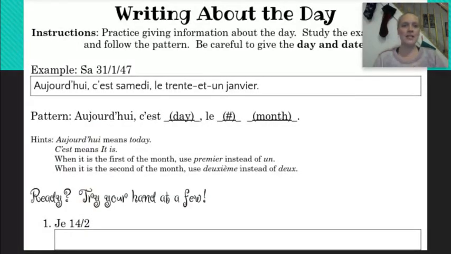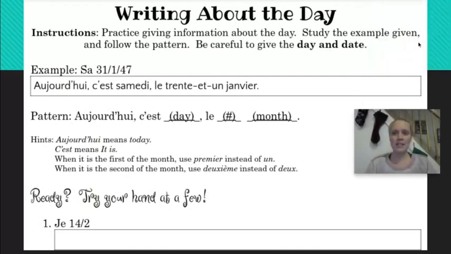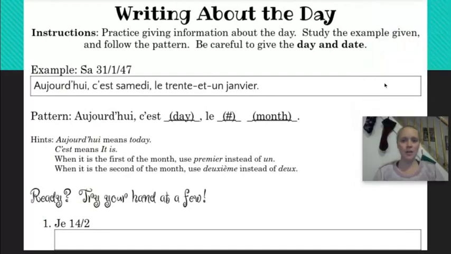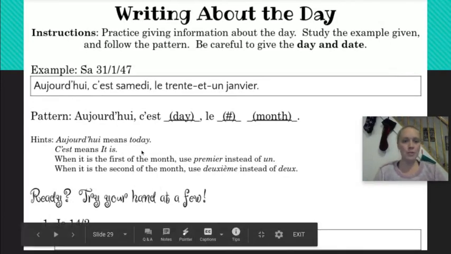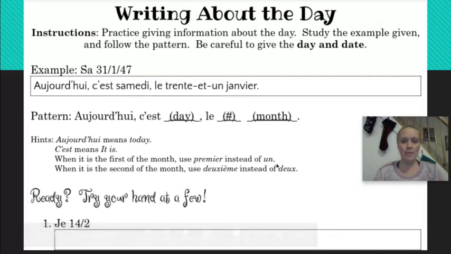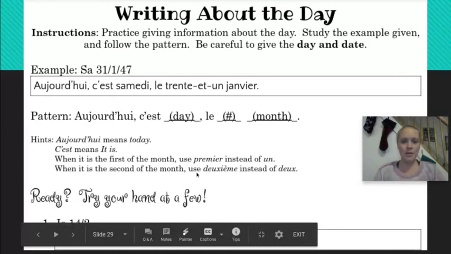And then you're writing about the day. Practice giving information about the day. Study the example given and follow the pattern. Be careful to give the day and the date in each sentence. So for the example, you can see that it's Saturday or samedi, the 31st of January. So it will be aujourd'hui, c'est samedi, le 31 janvier. There you go. Remember, there's a couple reminders here. Aujourd'hui means today. C'est means it is. And when it's the first of the month, you use premier instead of un. On the second of the month, you use douzième instead of deux.